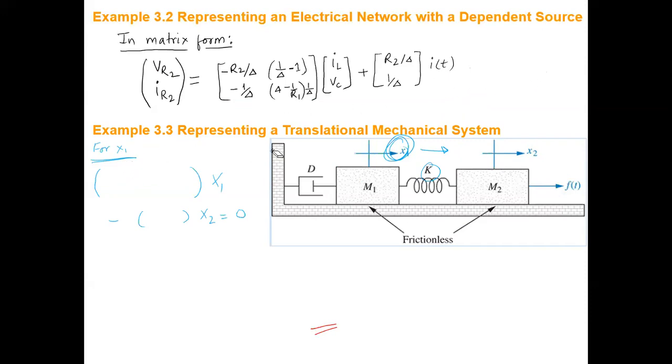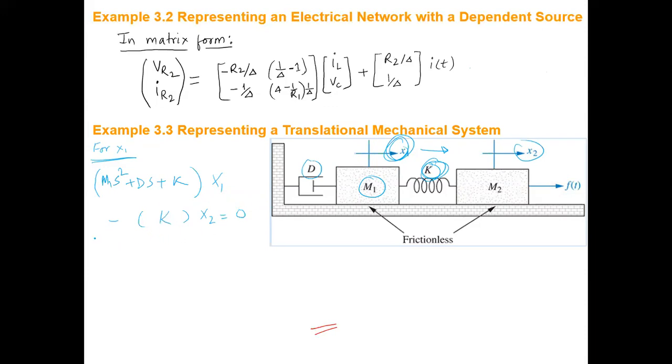So we can do that, actually. So what is the sum of impedance thing here? M1 S squared, right? Then what is the impedance here? DS. What is the impedance here? K. X1. Then what is the other one? X2, right? Due to X2, the K, right? This is one of the equations.